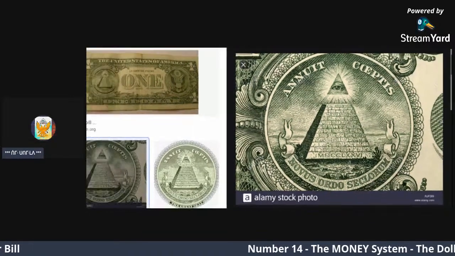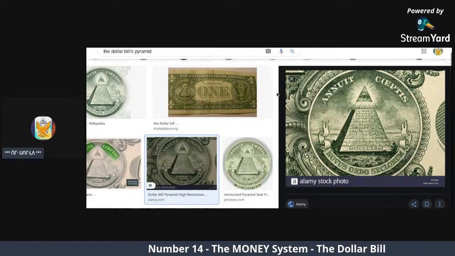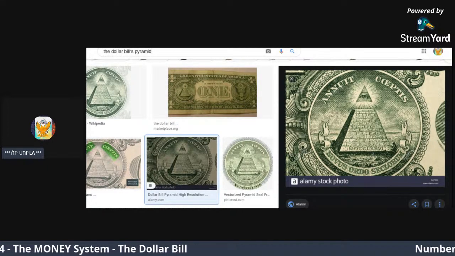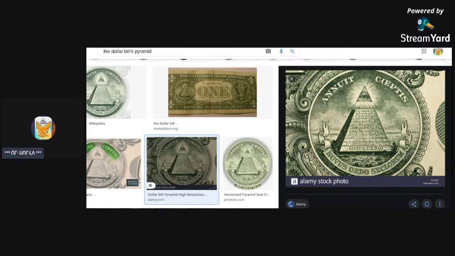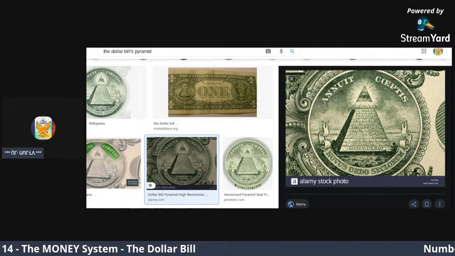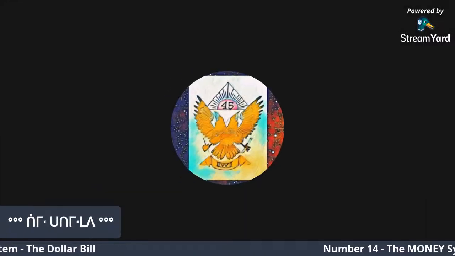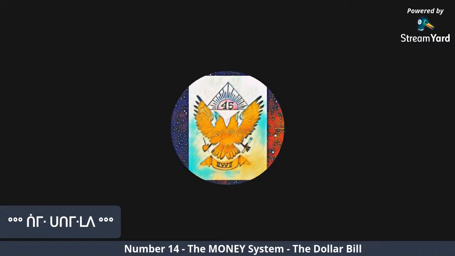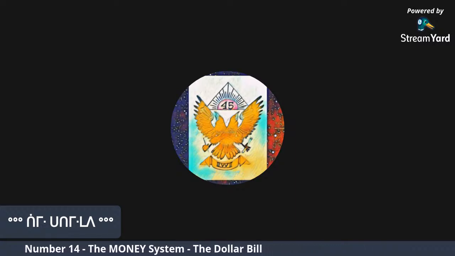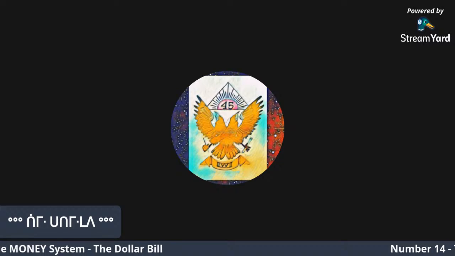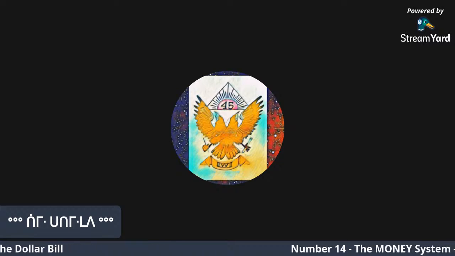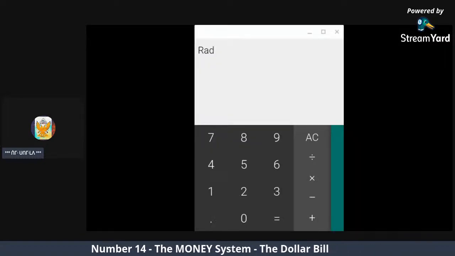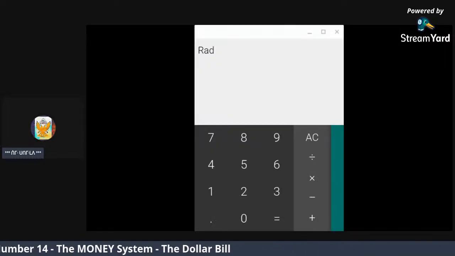Now for the second sector of this video and what I was going to show as far as the not counting system, but the money system is this right here. So I pulled up the calculator right here.